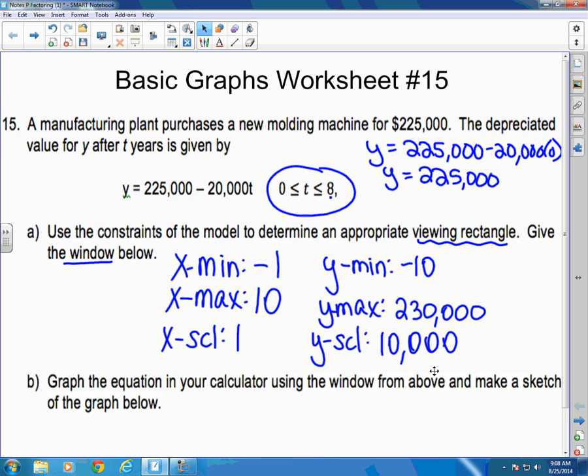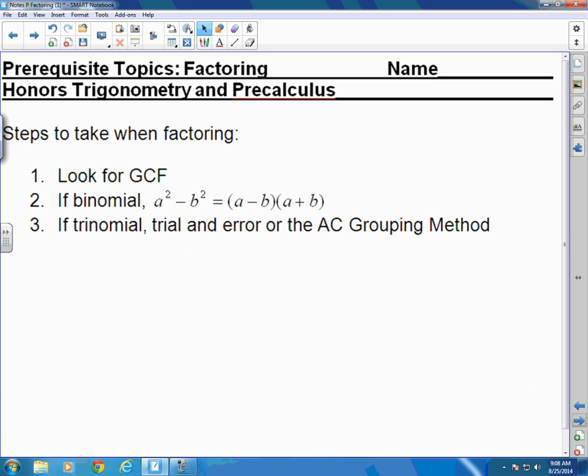So what we're going to do now is move on to our review, continue talking about these prerequisite topics. Factoring is one of the most important things that we will talk about, and we will use it in all years. It's one of those concepts that you use continually in math. You learned it way back in Algebra 1, you reviewed it in geometry, and then you also did a really good review last year in Algebra 2.